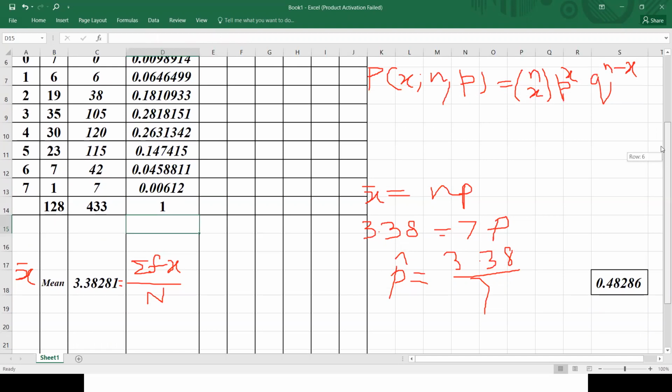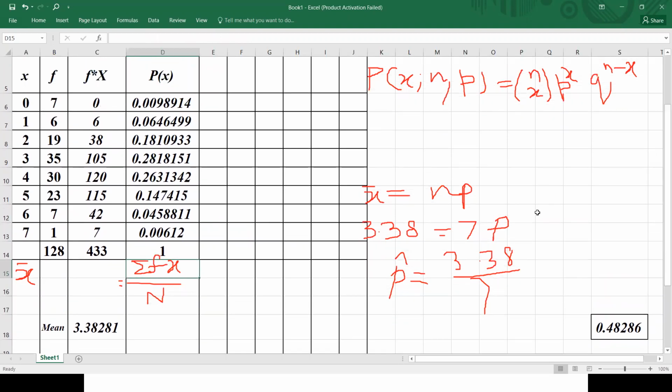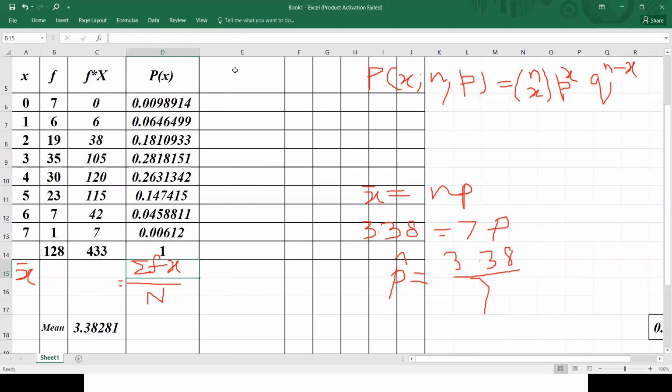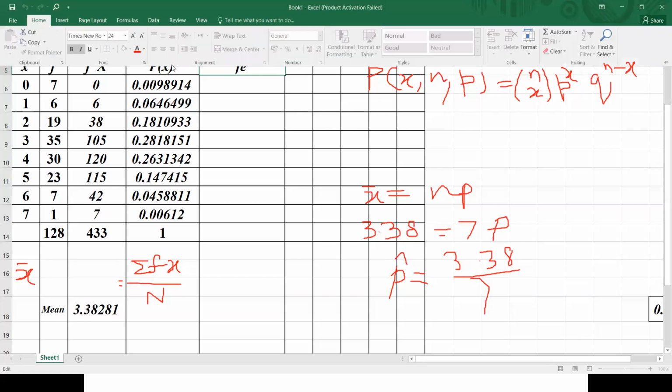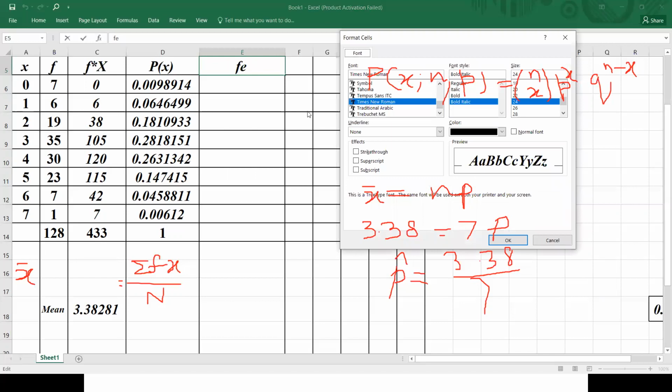In the first step, we have to estimate the value of P, which can be estimated by equating the mean of the theoretical distribution and the observed distribution. By equating them, we will get the value of P. After getting the value of P, we have to find all probabilities using the binomial formula. Now we have to find the expected frequencies. These are referred to as F with subscript E. F with subscript E means we have to find the expected frequencies.